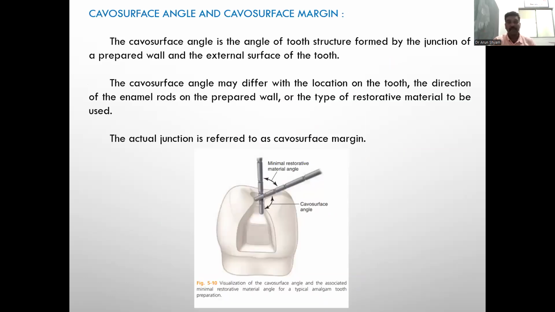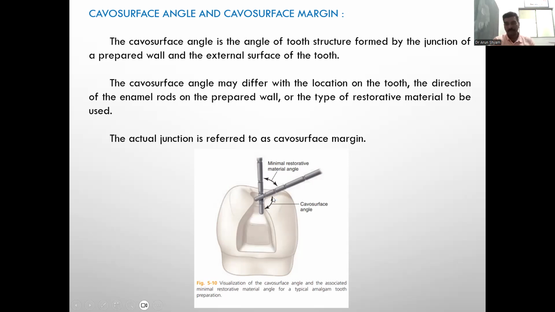Then cavo surface angle. Cavo surface angle means it is an angle. You can see here it is an angle formed by the internal surface and the external surface of the cavity preparation. That is called the cavo surface angle. And the margin, you can see here, this is the cavo surface margin, and this will be the cavo surface angle.